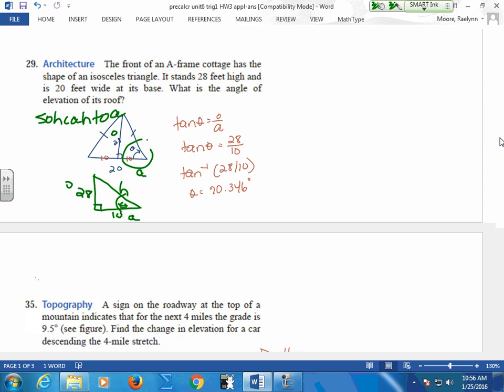Yes? Why wouldn't it be at the top, the angle? Well, because your angle of elevation is when you elevate your eyes this way, you go up. If you're looking here, this is your angle of depression. But if you did that, it is the same exact angle as that.